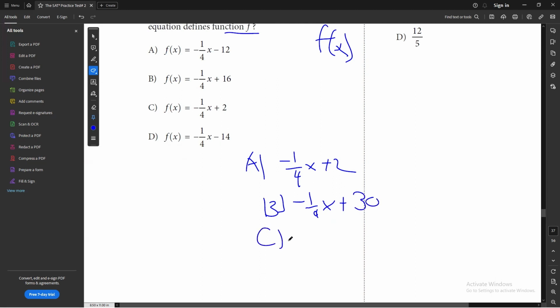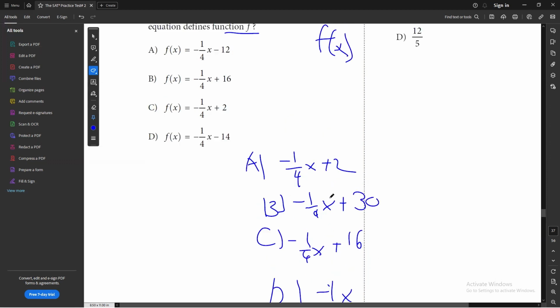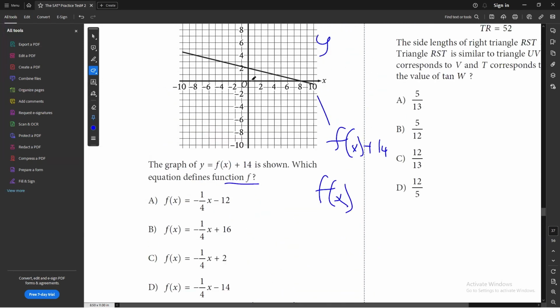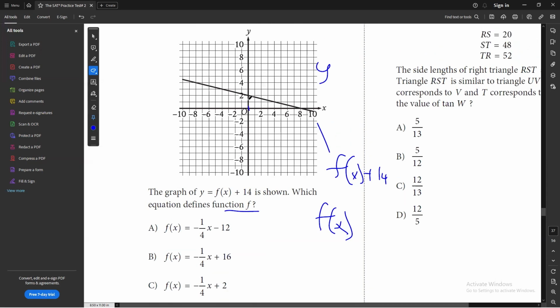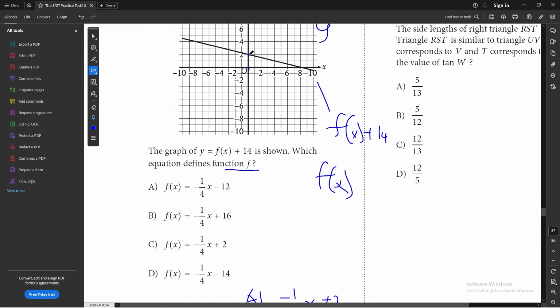C is equal to -1/4 x plus 16, and D is equal to -1/4 x plus 0. All right, so when I plug 0 into my x, since I'm trying to find my y-intercept, which is 2, what am I going to end up with? I should end up with 2.